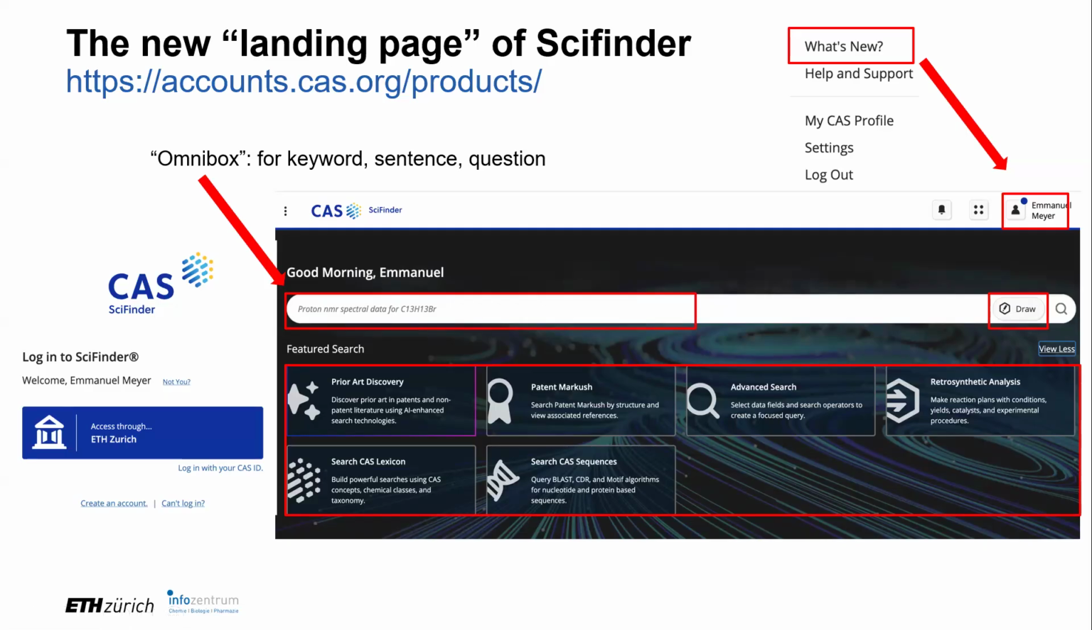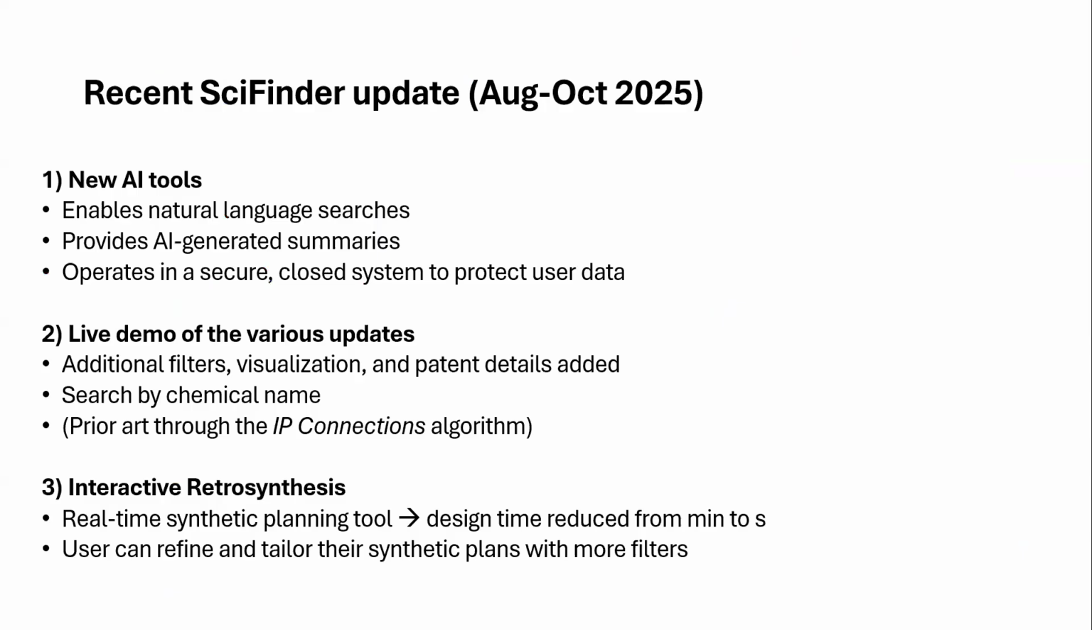By the way, if you're a user already, you can go to the profile button here at the top and click on it, and a menu will pop up with What's New. That's pretty interesting to see on a monthly basis what the latest updates of SciFinder are. That's what I want to discuss. I'm just covering the latest updates from the last 3 months.